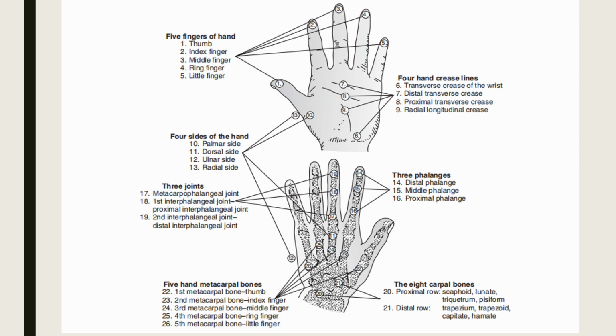The 8 carpal bones. On the proximal row, we have scaphoid, lunate, triquetrum, pisiform. On the distal row, trapezium, trapezoid, capitate, and hamate. And finally, we have the 5 hand metacarpal bones. First metacarpal bone is the thumb, second metacarpal bone, index finger, third metacarpal bone, the middle finger, fourth metacarpal bone, ring finger, and the fifth metacarpal bone, little finger.